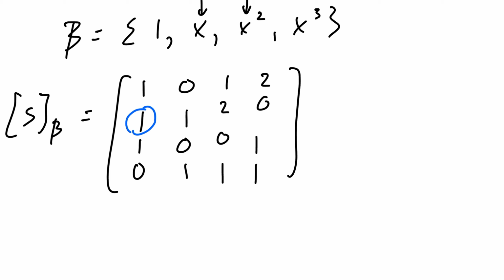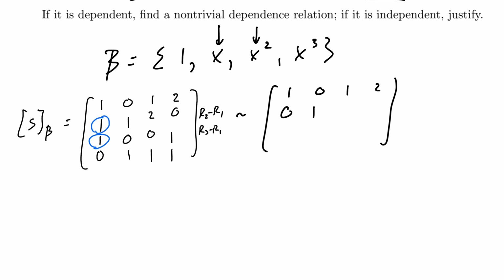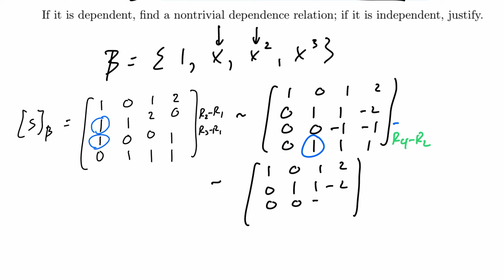So I'm going to go ahead and make these entries 0. So I'll take row 2 minus row 1, row 3 minus row 1. When I do that, I get 0, 1, 1, -2, 0, 0, -1, -1, and then 0, 1, 1, 1. And continuing on here, I'm going to make this entry 0. So I'm going to take row 4 minus row 2. While I'm there, I'm going to go ahead and just multiply row 3 by -1, so I can make these positive. And subtracting row 4 minus row 2, I get 0, 0, 0, 3.